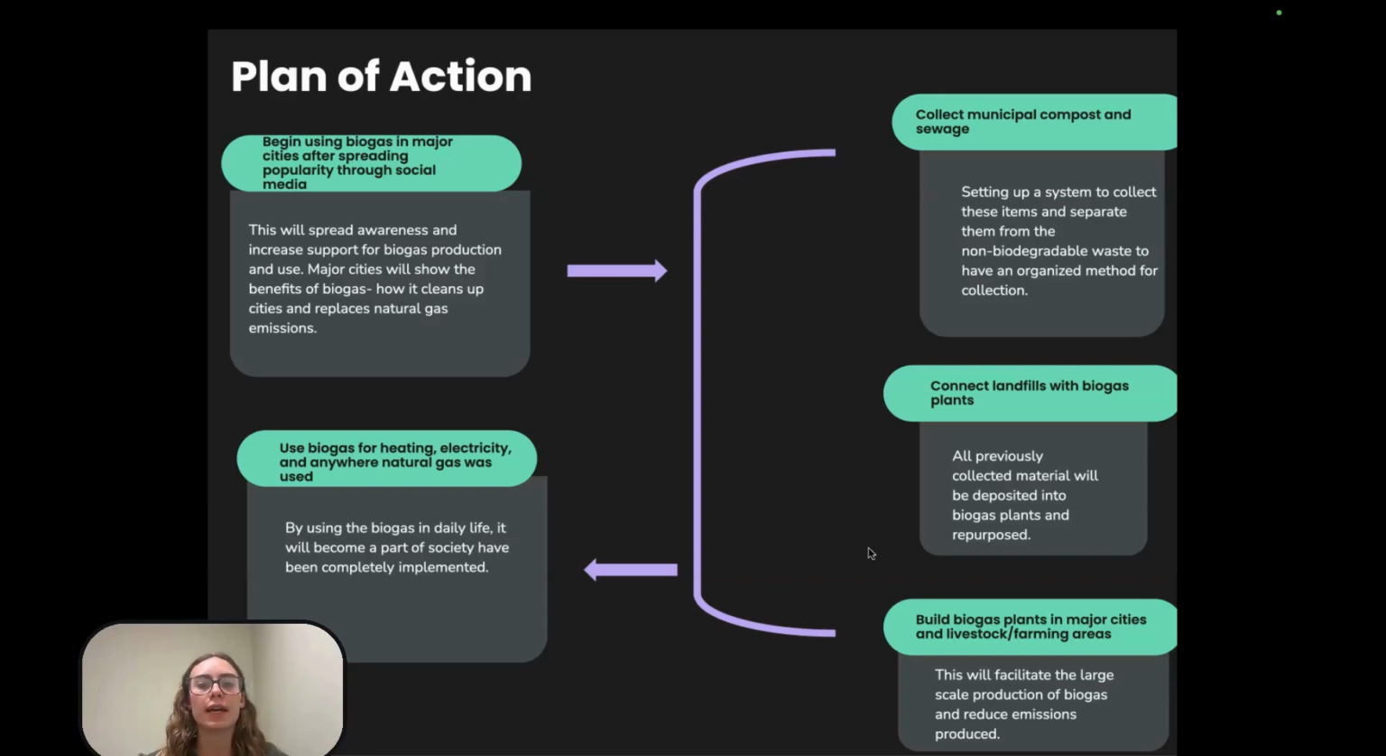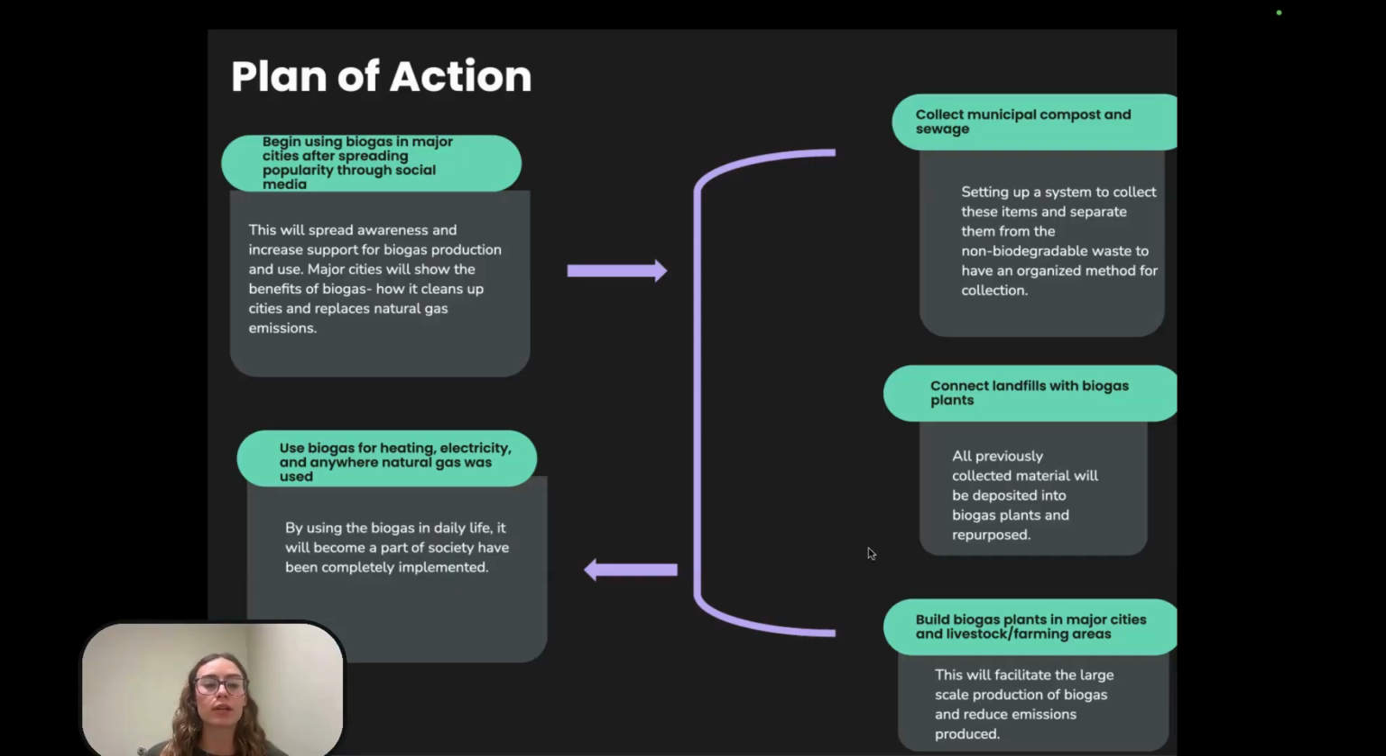Then you're going to connect landfills with biogas plants so that stuff will already be deposited into the biogas plants and thus repurposed. And then you're going to also add biogas plants, while in major cities, also to livestock and farming areas. These are very large-scale things that produce a lot of emissions, and by connecting these with the biogas industry, you will thus prevent as much emissions from being put into the atmosphere.